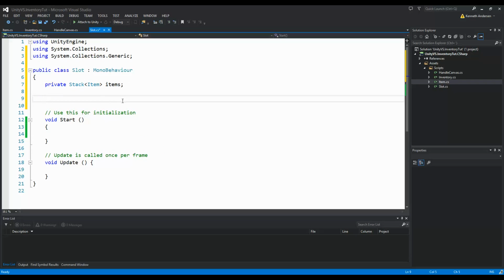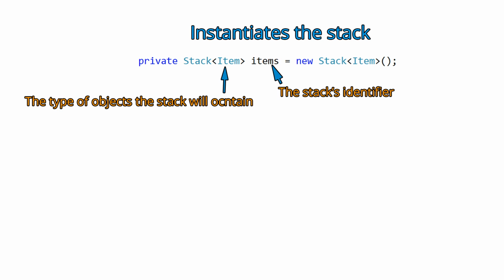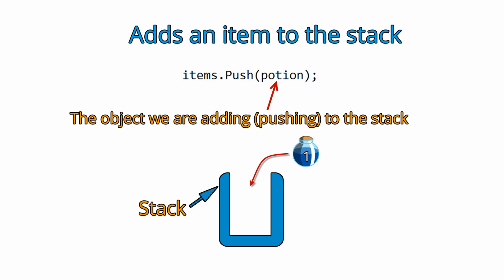Some of you might be wondering what a stack is. A stack is a type of collection in C# and it's instantiated the exact same way as you instantiate a list. So whenever you instantiate a stack, you have to tell it what kind of objects it will contain, for example item, and then you have to give it an identifier so that you can use it later in your code. This collection is called a stack because it works exactly like a stack, for example a stack of papers. So whenever you need to put a new item into your stack, you have to use the function called push, and this function takes in that object you want to add to the stack, and that object is going to be pushed to the bottom of the stack.